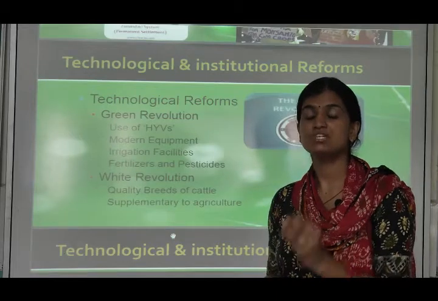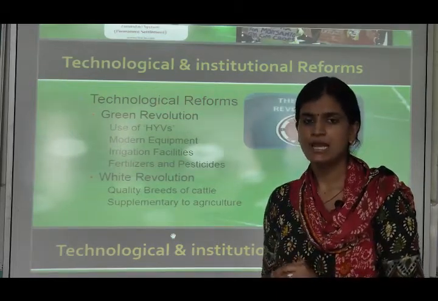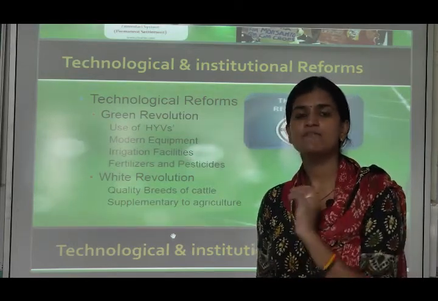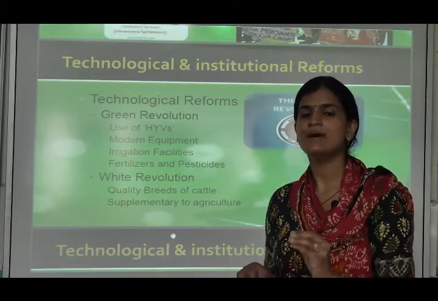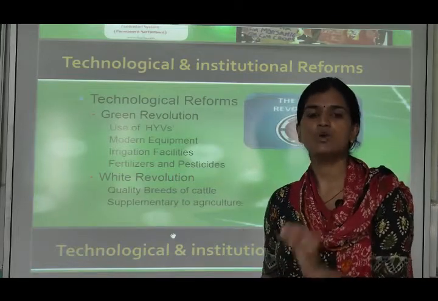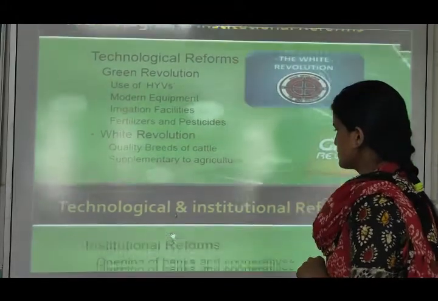There were zamindars who gave 80 acres of land to these landless villagers. So it is also known as a bloodless revolution, because there was no bloodshed, and just with the permission of these zamindars, the land was distributed to the landless villagers, those who did not have land of their own.